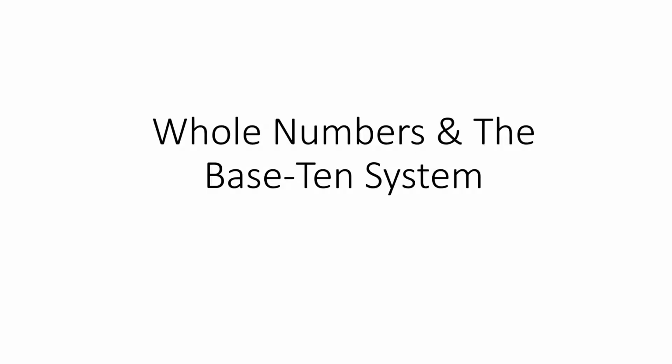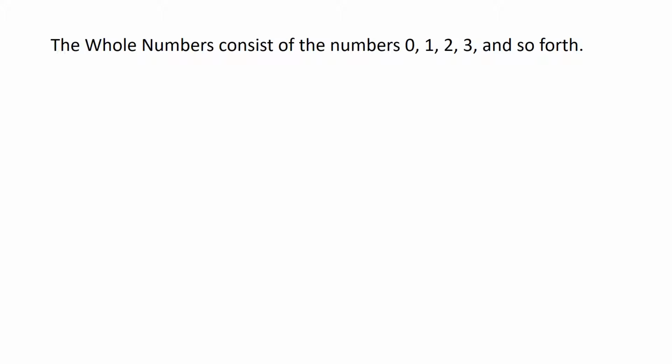In this session, we're going to talk about whole numbers and the base 10 system. So the whole numbers consist of 0, 1, 2, 3, and so forth. The counting numbers start with 1, 2, 3, and if you ask a little kid to count, they're not going to start at 0. But when we add 0 to that set, we get the whole numbers.